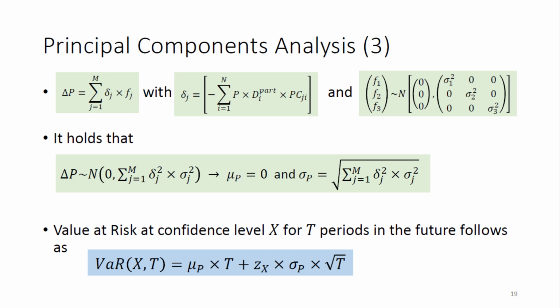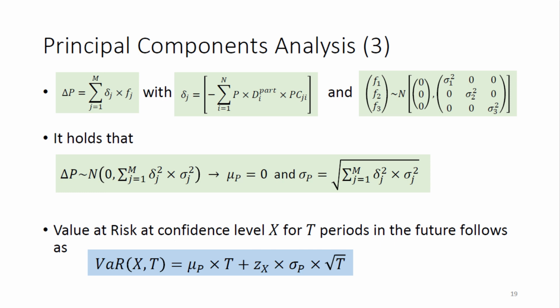Then, if I'm going to do the math to get to the distribution function for the change in the portfolio value, because the underlying factors are multivariate normally distributed, and they have covariance elements of 0, it's rather simple to determine the return distributions of the change in the bond portfolio value.